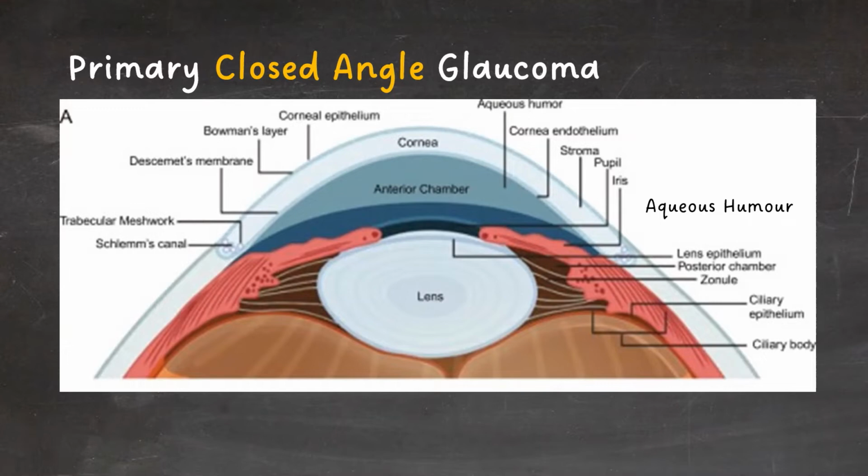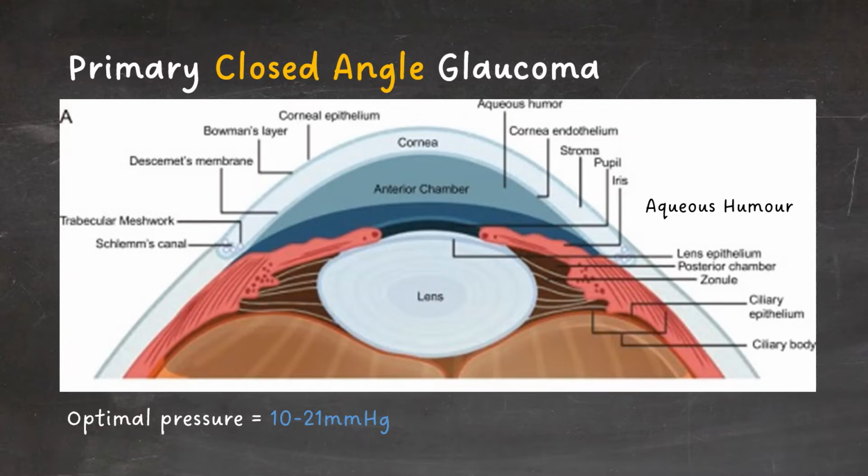From here, the fluid is then filtered out of the anterior chamber through the canals of Schlemm. So these here are the canals of Schlemm. From here, the fluid re-enters circulation and the cycle is constantly repeated to maintain hydration and nourishment of the eye. And this is maintained at an optimal pressure of about 10 to 21 millimeters of mercury.